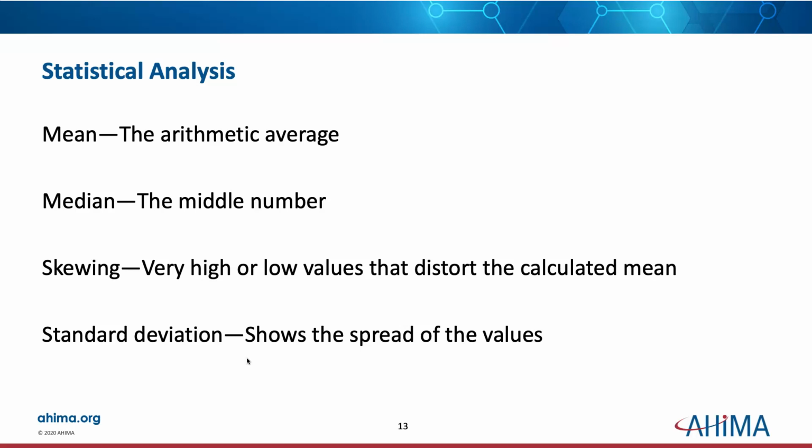We have 5 numbers, right? 1, 2, 3, 4, 5. We have 5 numbers that we're adding together. 15 divided by 5 equals 3. 3 is the arithmetic average. It's the mean. 3 is that mean.